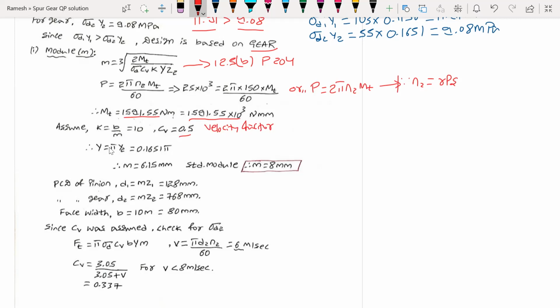And we know that capital Y is equal to pi into Y2, as the design is based on the weaker member, that is the gear. That's why I will take it as Y2. If you are designing for the pinion, in some cases you might get the pinion as weaker. At that time, you have to substitute pi Y1. Don't substitute Y2. Here we are designing for the weaker member, that's why I have taken Y2. Y2 value is 0.1651, which is calculated.